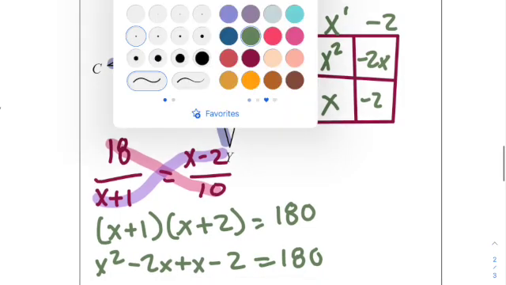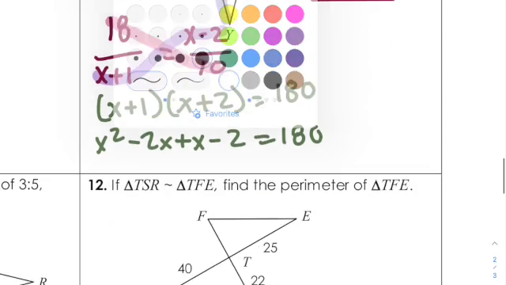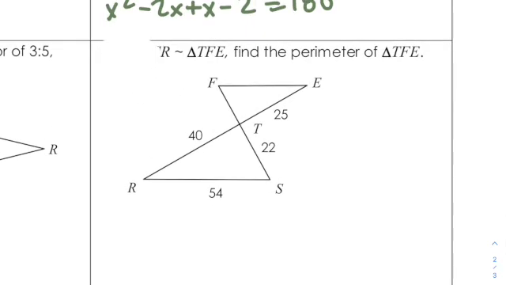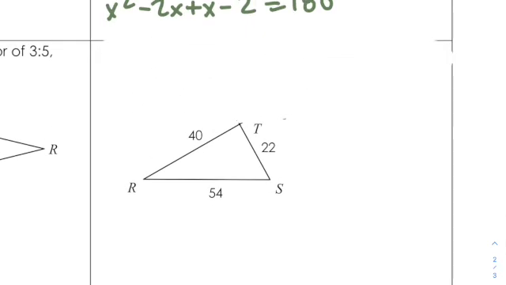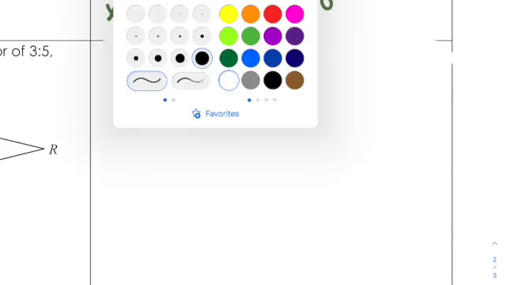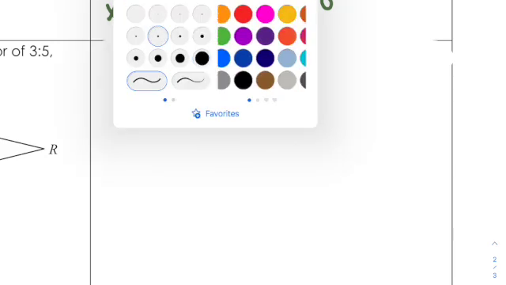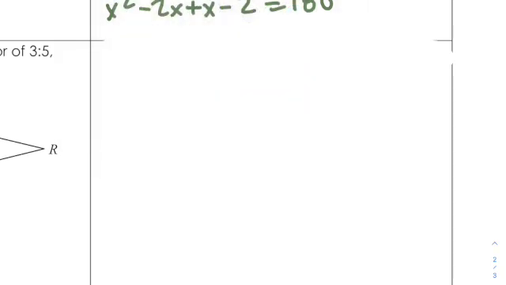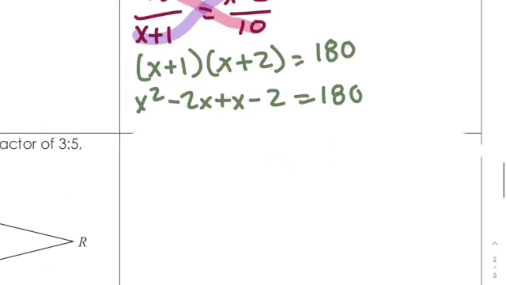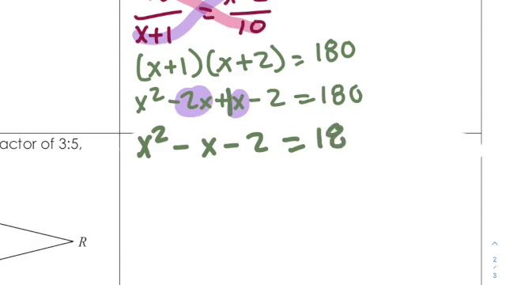Then we start combining like terms. Hold on 1 second. Sorry. All right, so we combine like terms. Clearly, the like terms here are negative 2x and x. So bring down our x squared. Negative 2x plus 1x, just a negative 1x, or just negative x, minus 2 equals 180.